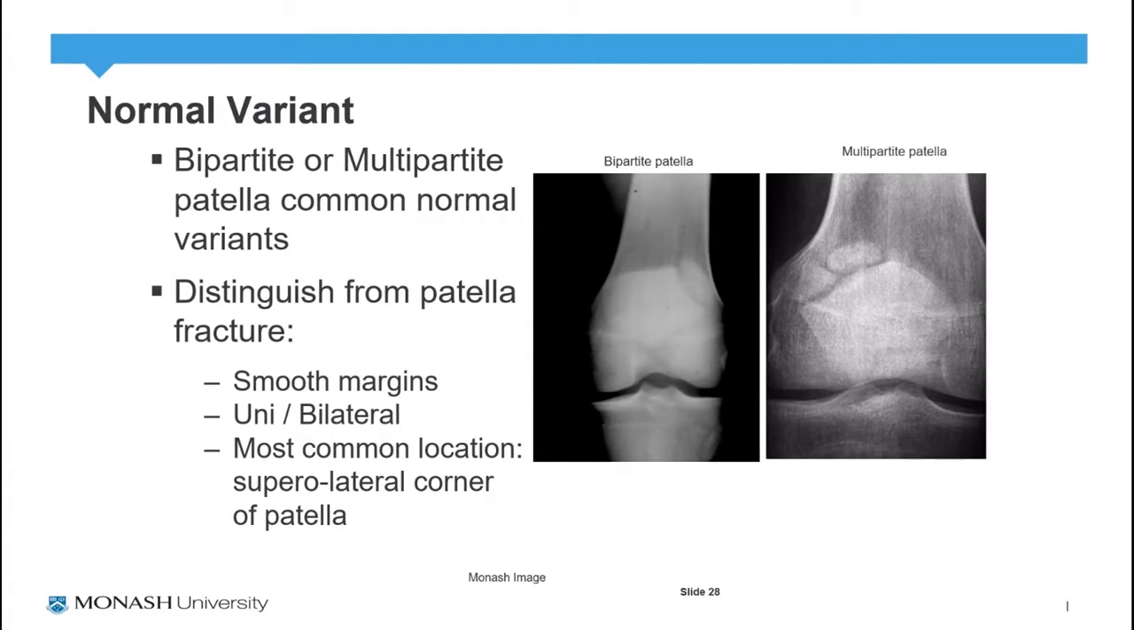In the knee, there's a common normal variant, which is a bipartite, or this could also be a multipartite, patella. It can sometimes be difficult to distinguish it from patellar fractures, especially if there's been injury to the patella. It's important to note that the bipartite patella has smooth margins. This can be unilateral or bilateral, and most commonly it would appear in the superior lateral corner of the patella, as we can see on both of those images.